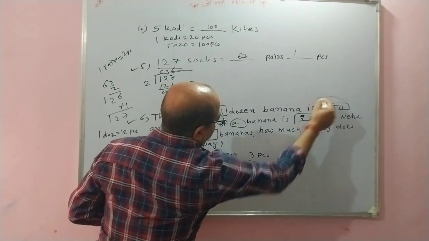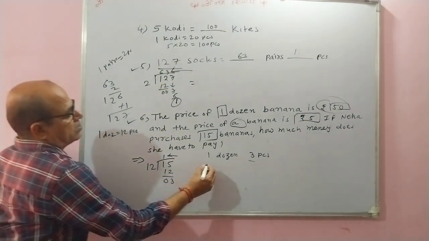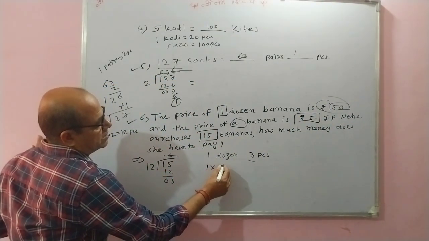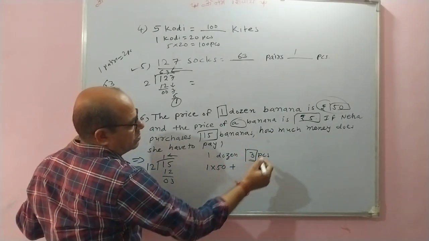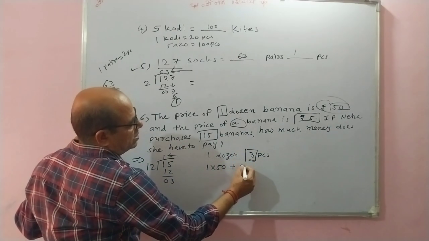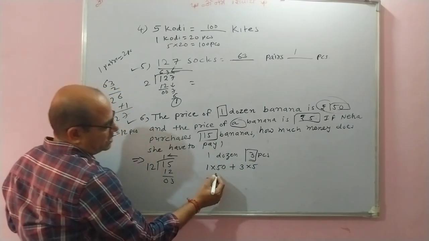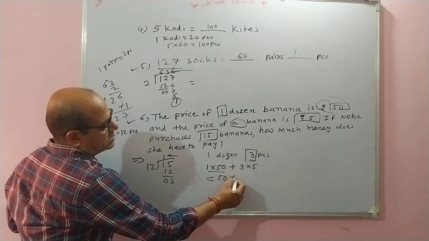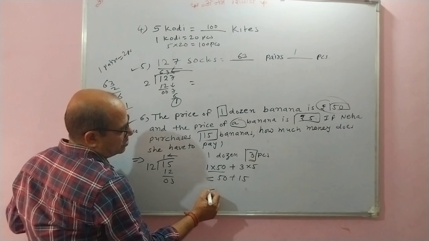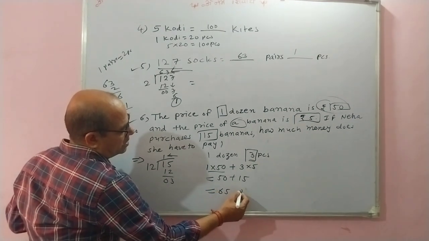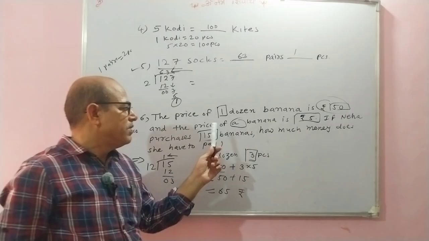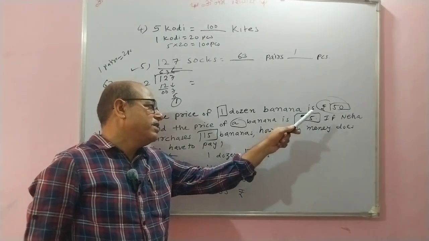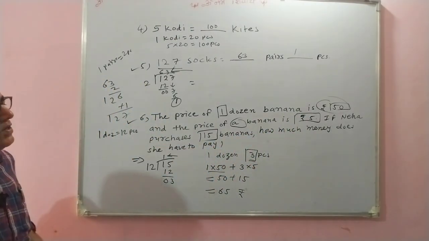But 1 dozen cost is 50. So you just have to write 1 into 50, that is 1 dozen cost, plus 3 pieces. So what is cost of 1 piece? 5. So 3 into 5. Now what is the answer? 50 plus 3 5s is 15. So 65 total money she has to pay for purchasing 15 bananas. 3 5s is 15, and 1 dozen is 50 rupees.